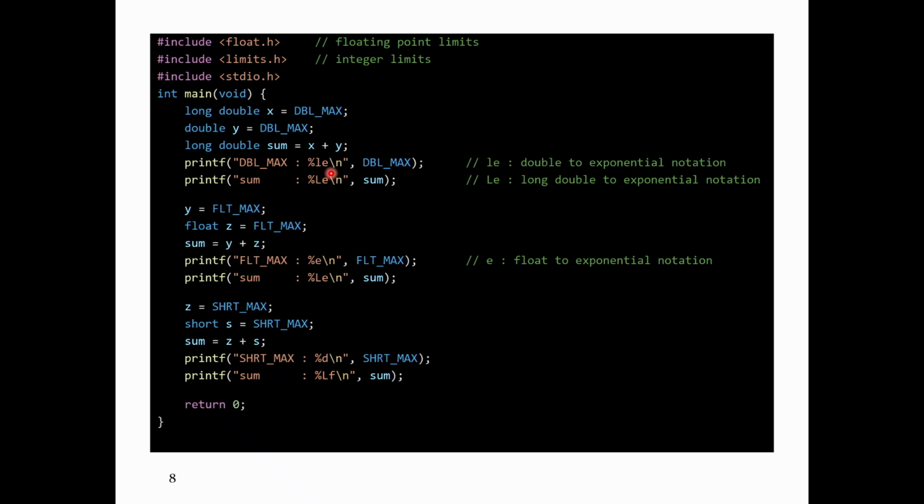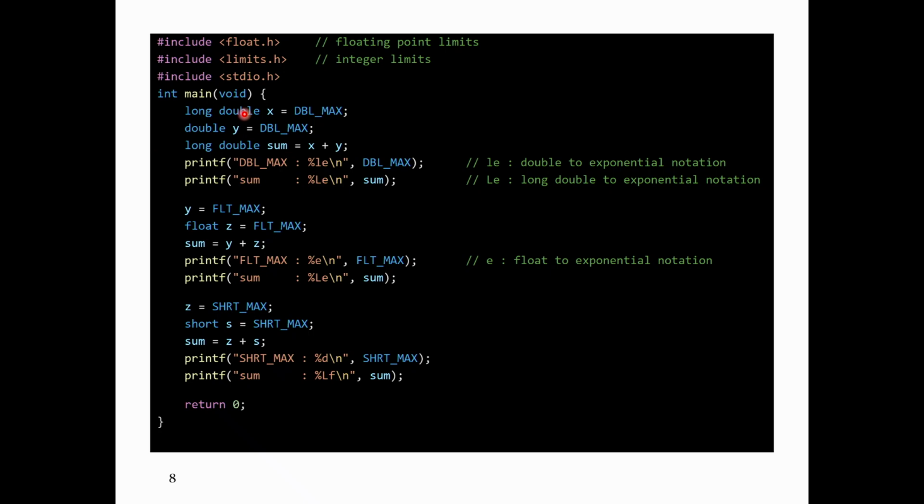You need the L because we're using doubles here, not floats. Big L, E, right? You need the big L if you have a long double type. So now I need big L and then E, so I'm going to use exponential notation to write out the result as well. Okay, so let's just run this one first.